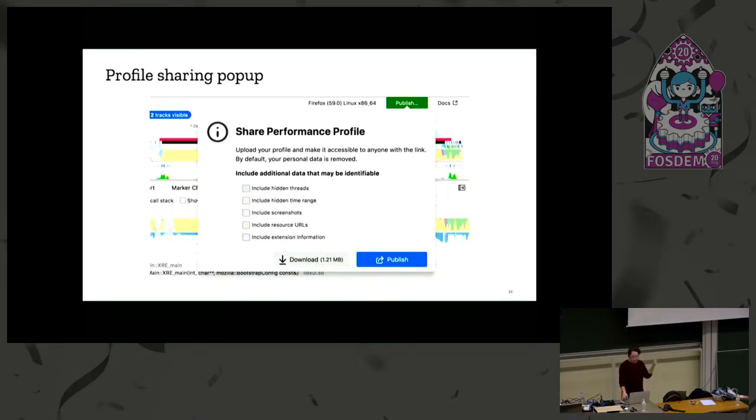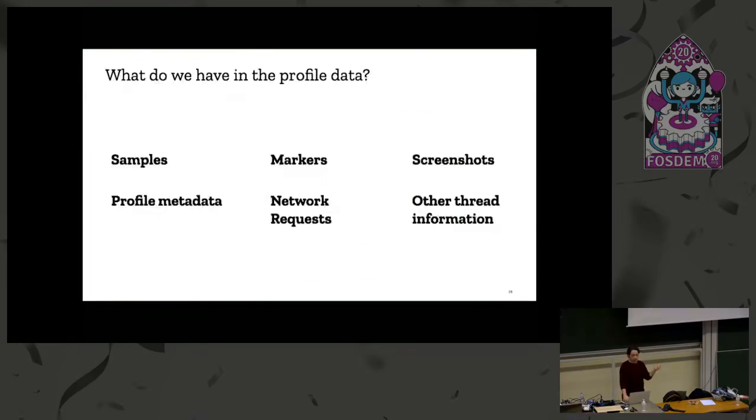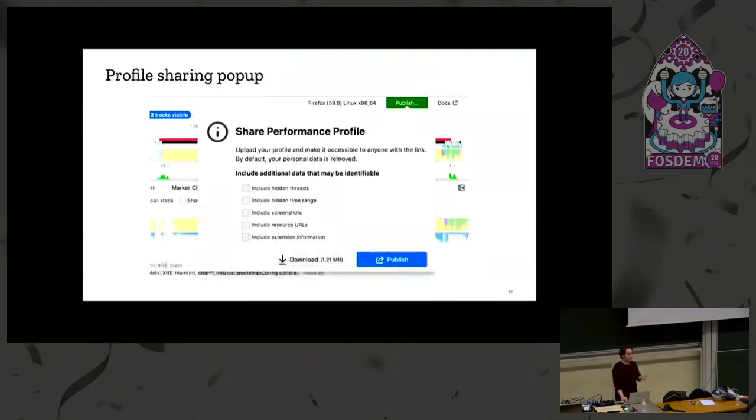Because as we can see on the previous slide, there is a lot of information, and that information can include some personal data as well. So here, for example, we can remove the screenshots, which can be personal information, or we can remove the source resource URLs.